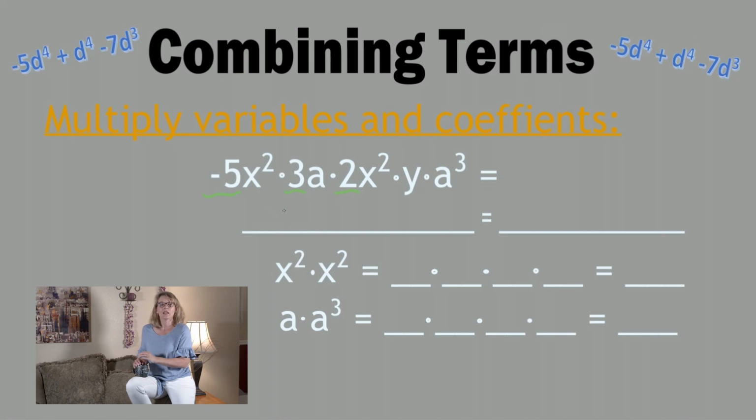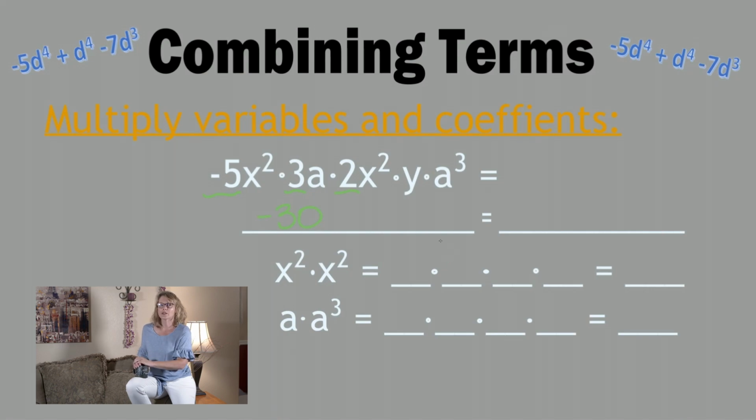-5 times 3 equals -15. Then that times 2 is -30. That will just be the number in front of our mashup. Now let's look at the letters or variables. We have x squared, a, another x squared, a lonely y, and an a cubed.